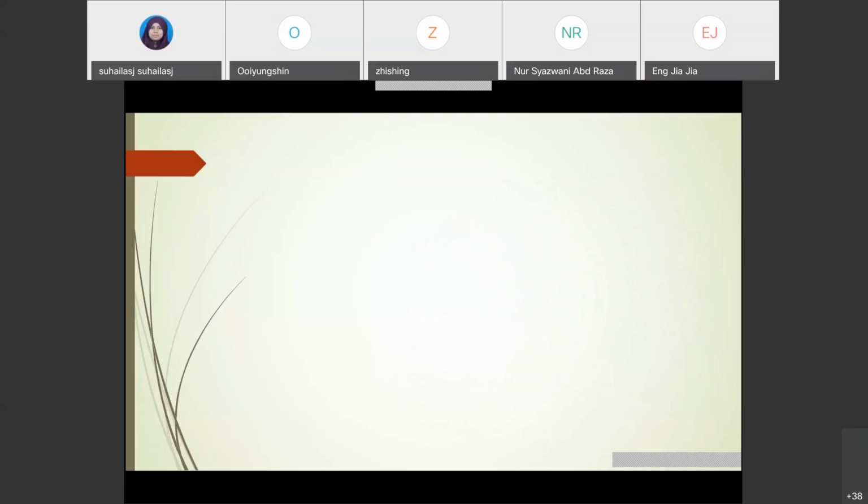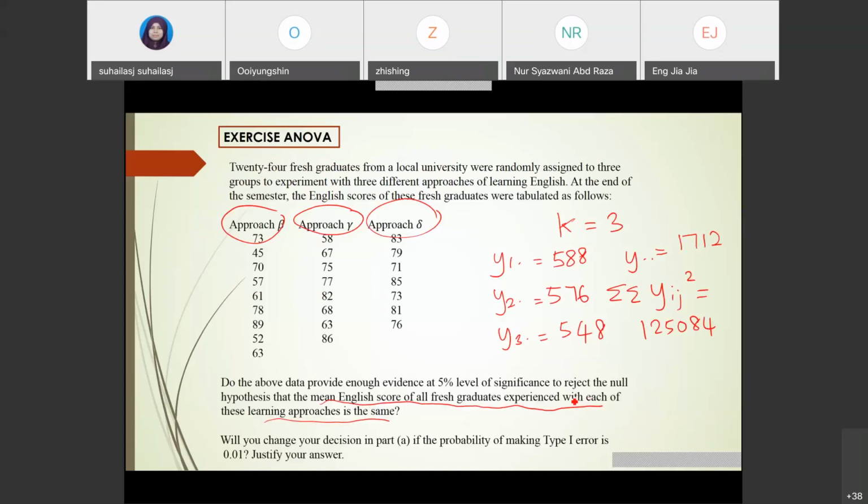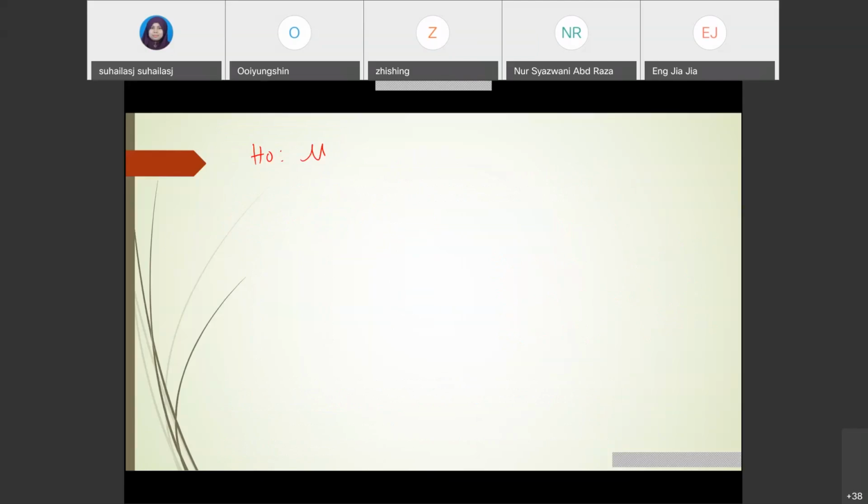Okay, you write down your null hypothesis. So that means you want to compare your means, for example. Our question earlier was to test whether the mean English score of all fresh graduates experiencing each of these learning approaches is the same. We said mean earlier, so that's why we write mu beta, mu gamma, and mu delta.